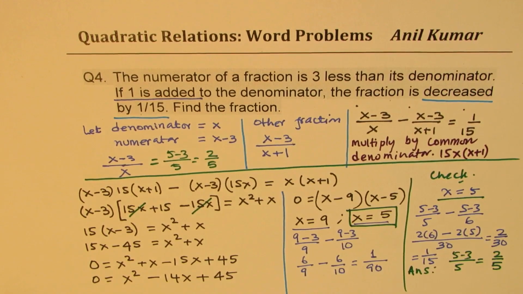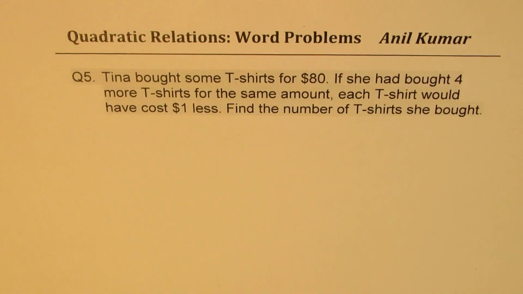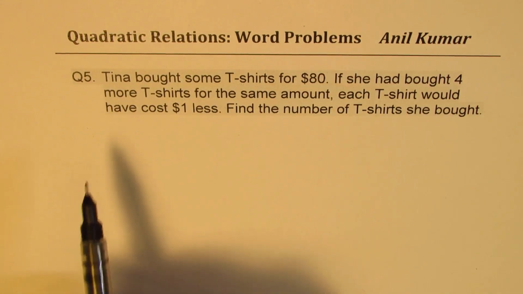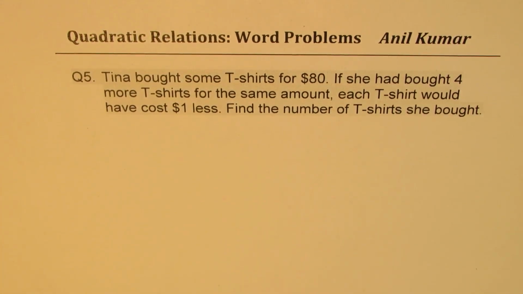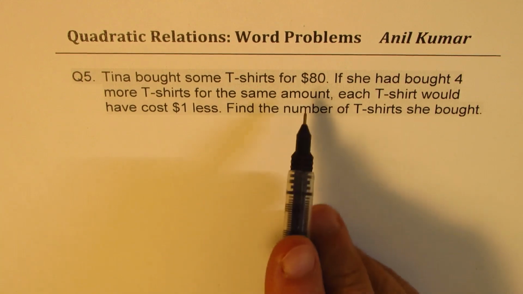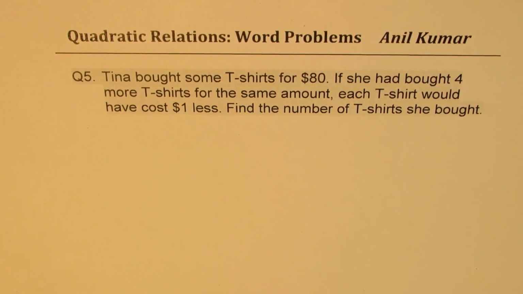So that is how it should be solved. I hope it is absolutely clear. Let's move on and take the next question. Question number 5. Tina bought some t-shirts for $80. If she had bought 4 more t-shirts for the same amount, that is $80, each t-shirt would have cost $1 less. Find the number of t-shirts she bought, right?